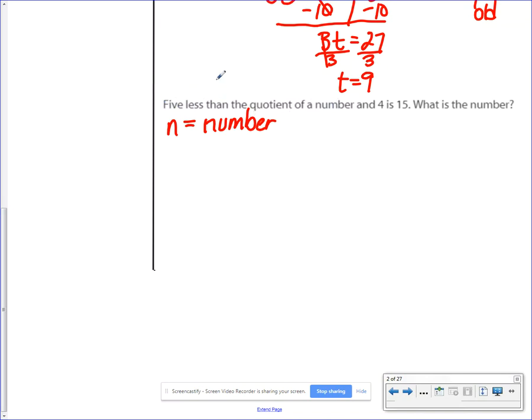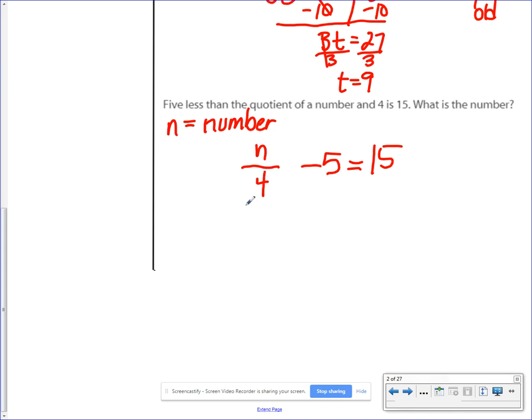5 less than. Stop right now. That means you are subtracting 5 from something up here. And then I get is 15. 5 less than the quotient, divide, of some number and 4. So there's the quotient of a number and 4. This is 5 less than the quotient of a number and 4 is equal to 15. There we go.